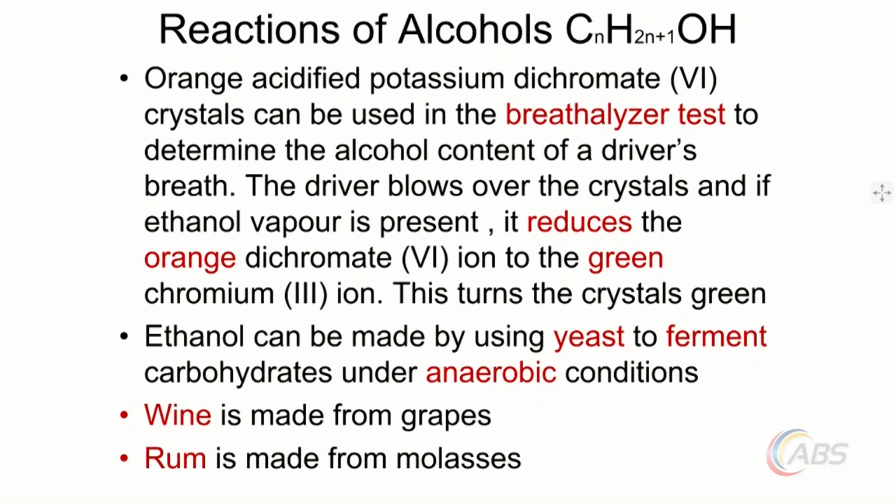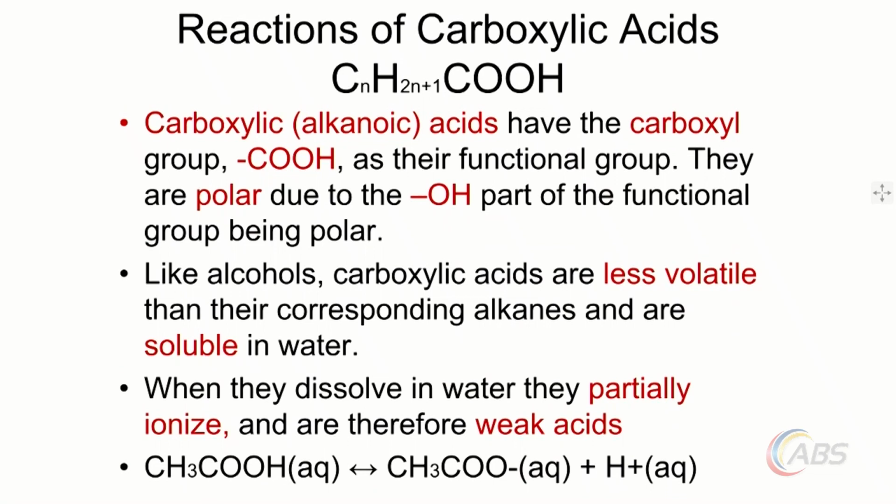Okay? So ethanol can be made by using yeast to ferment carbohydrates under anaerobic conditions. Wine is made from grapes, rum from molasses.